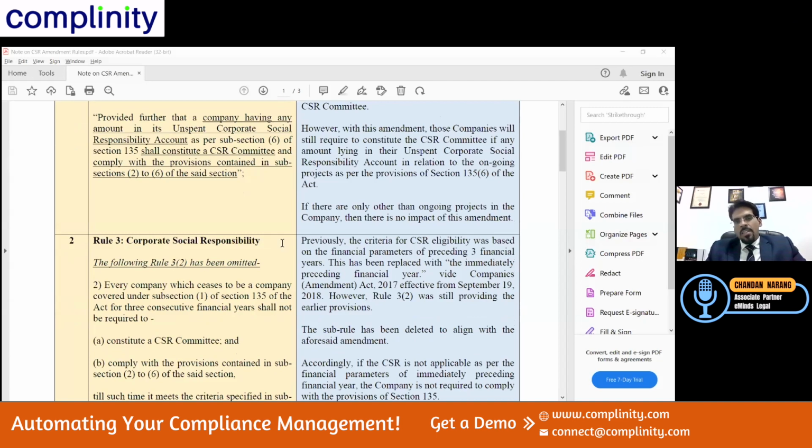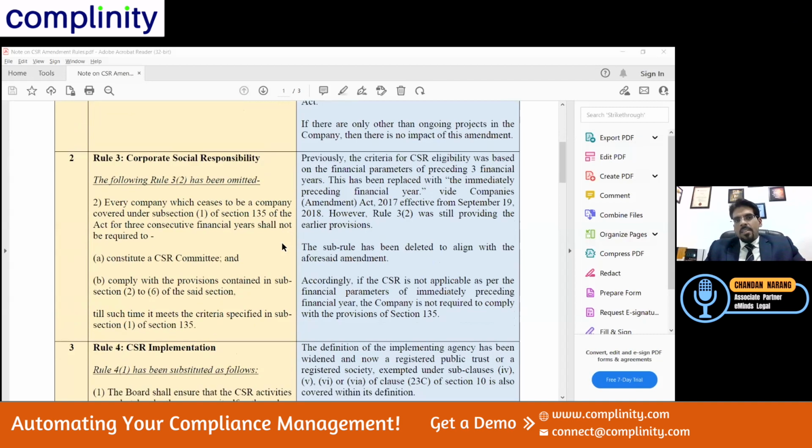an unspent amount left. Second is the omission of Rule 3 sub Rule 2. So this rule earlier talked about carrying on your CSR committee and complying with the provisions for a period of 3 years from the time these provisions are no more applicable. For example, you are no more eligible under Section 135. You still need to carry on your committee.